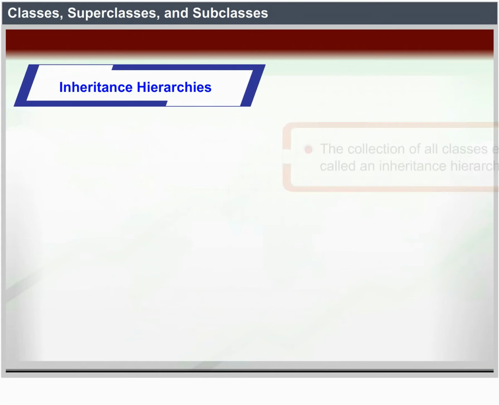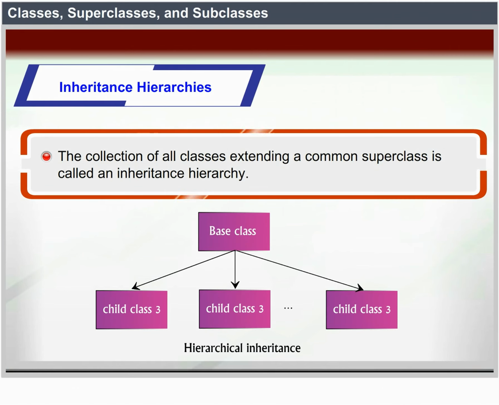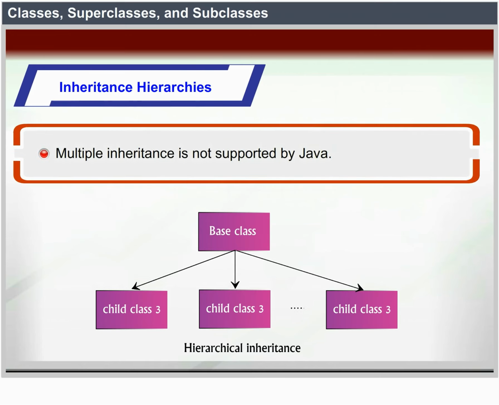Inheritance hierarchies. The collection of all classes extending a common superclass is called an inheritance hierarchy. The path from a particular class to its ancestors in the inheritance hierarchy is its inheritance chain. Multiple inheritance is not supported by Java.